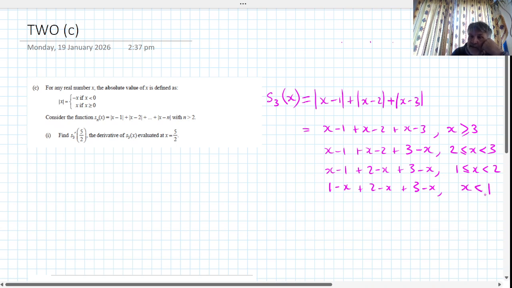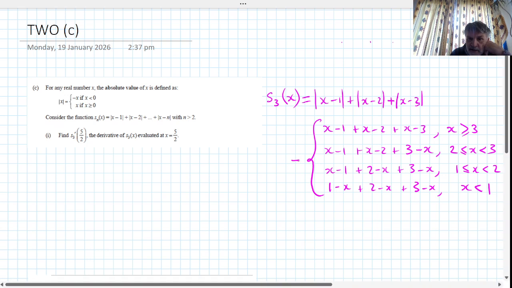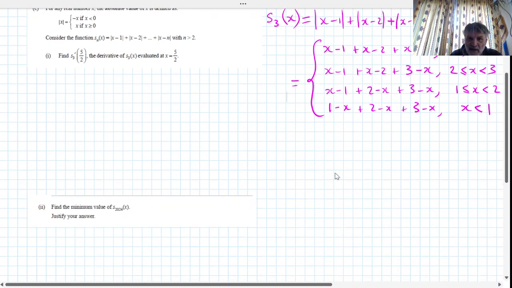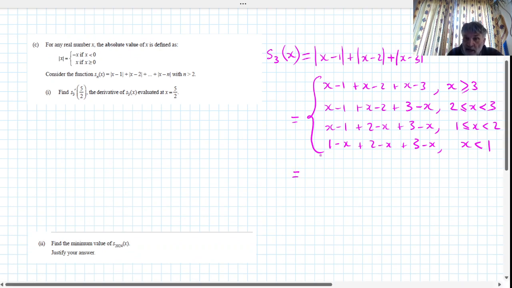And that's for x less than 1. And we usually write a curly bracket around these, and maybe to make it look pretty, doesn't change the mathematics, put the equal sign somewhere else. So collating all that together, this is x plus x plus x, that's 3x, minus 1 minus 2 minus 3 is minus 6, and that's for x bigger than or equal to 3.